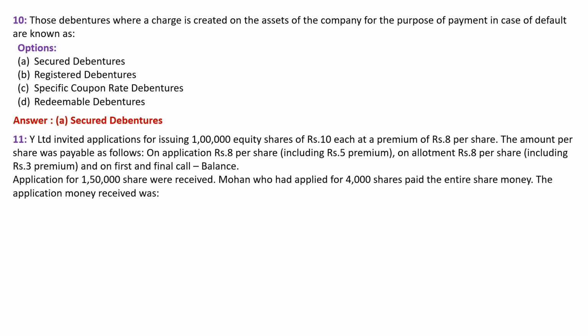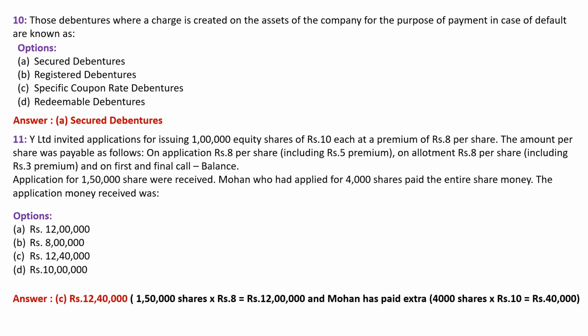So applications for 1,50,000 shares were received. Mohan, who had applied for 4,000 shares, paid the entire share money. That means at the time of application itself, he has paid the complete amount for all the 4,000 shares, that is 18 each. You have to calculate the total application money the company has received. So you have option A 12 lakh, option B 8 lakh, C 12 lakh 40,000, and D 10 lakhs. So what is the answer here?